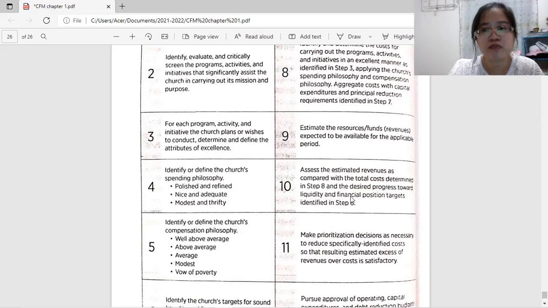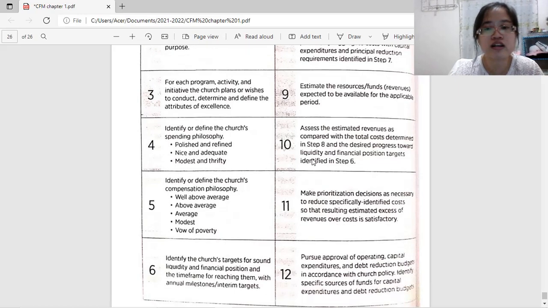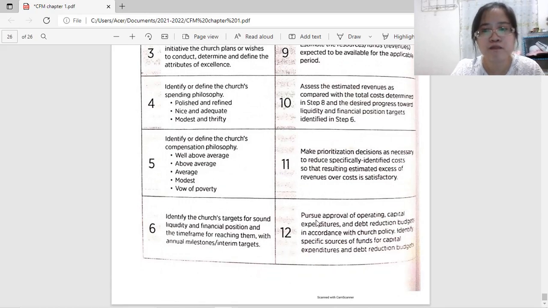And then the desired progress toward liquidity and financial position targets identified in step 6. And then number 11, prioritization decisions are necessary to reduce specifically identified costs so that the resulting estimated excess of revenues over cost is satisfactory. Have to make sure that the expenses would not go over the expected revenues or funds. And then last, pursue approval of operating, capital expenditures, and debt reduction budgets in accordance with church policy, and identify specific sources of funds for capital expenditures and debt reduction budgets.